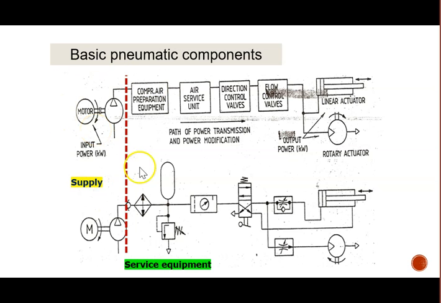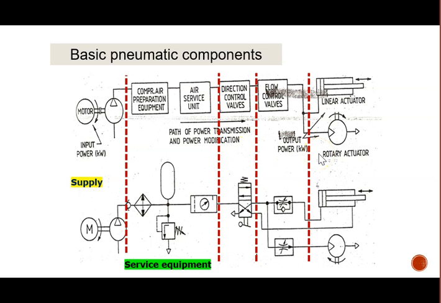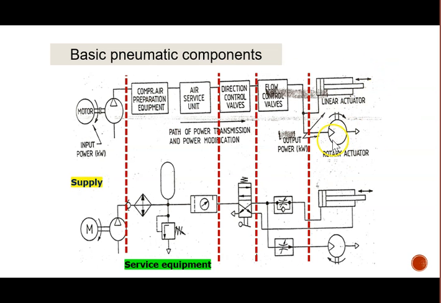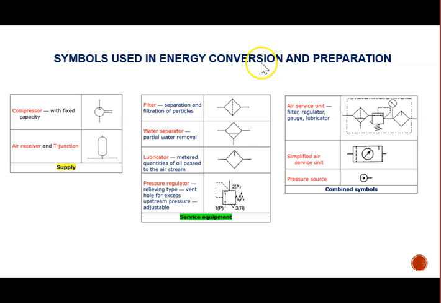Okay, so we can see that these are the parts for supplying. Okay, these are the service equipment, which have to clean the air and remove the condensate, and this one is the part where you do the control of the compressed air, and then we have the valve control here, flow. Okay, and at the end it will translate the compressed air into mechanical movement.